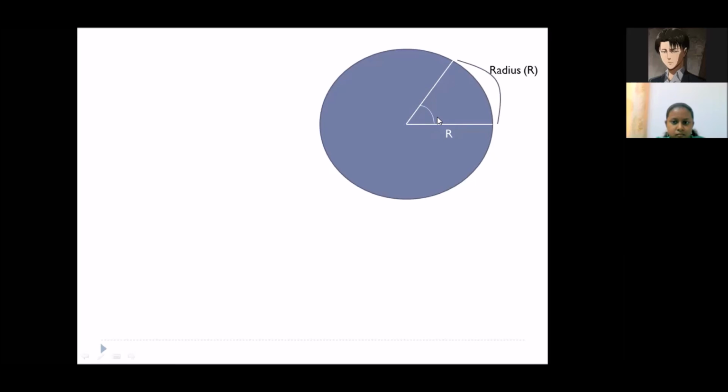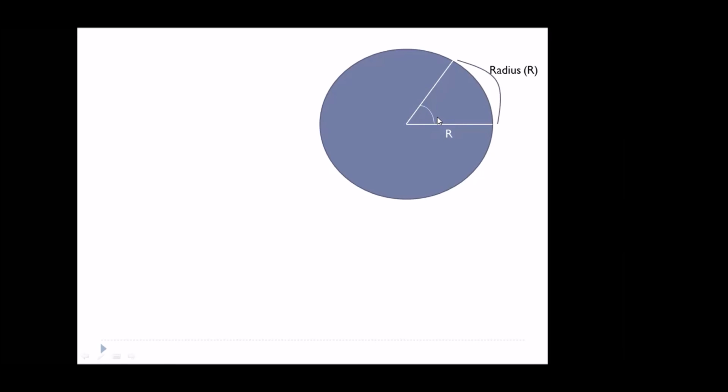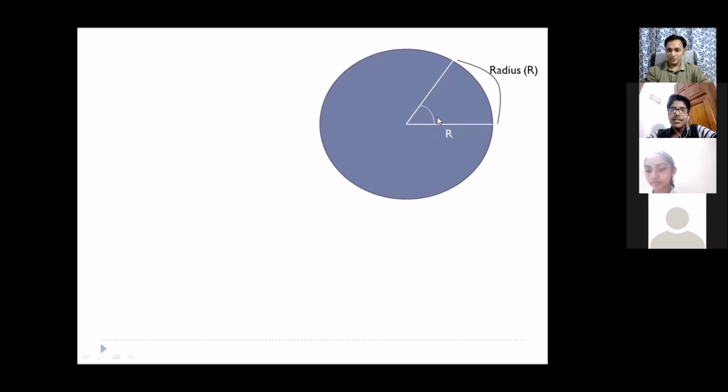What is this angle called? Have you studied? 60-degree. Okay, first of all, it is not 60-degree. Second, we will come to that. It is close to 60, you are right. What is this called? There's a name for this angle. Right angle? Is this right angle? No. Is it acute angle? Okay. See, there's a peculiar name for this angle.